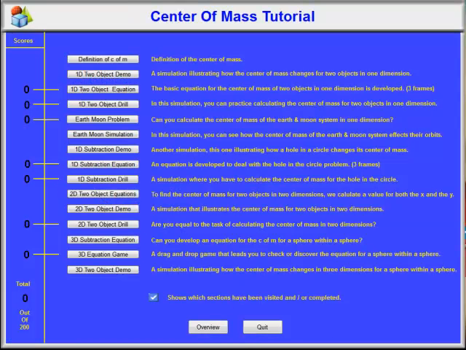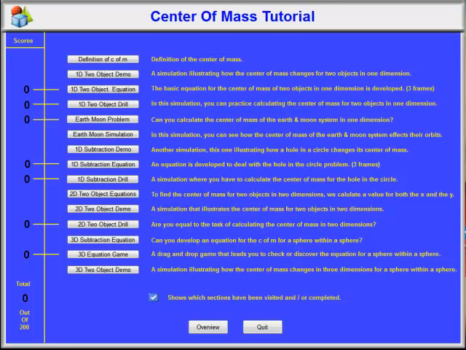You can see that there are a number of screens that either are definition screens or tutorial screens where they talk about the center of mass and what the definition is. There are demonstrations which illustrate how to find the center of mass depending on whether it's one-dimensional, two-dimensional, or three-dimensional. After each of the demonstrations, there's a drill to see whether the students can actually do the calculations and understand the concepts.